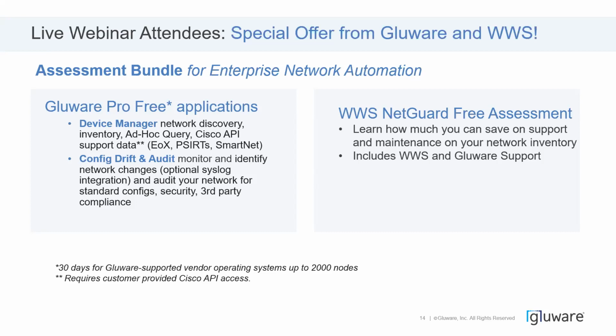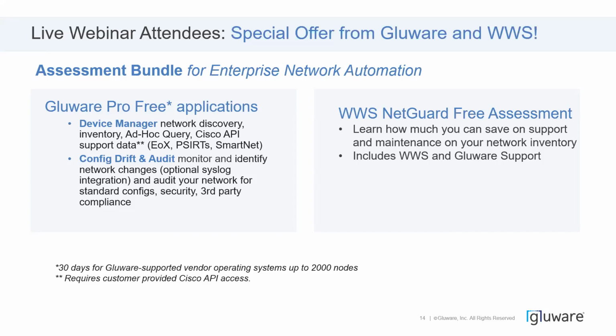So with that, let's talk about the other question: how do you get started, and how can Glueware and WWS work together? The offer we have here is a bundle which is going to help you assess your network. This is executed on our Glueware Pro platform, which is run out of Amazon Web Services. The beauty of that is Glueware takes care of all the administrative capabilities, meaning we set up the software, the licensing, the users, everything. You literally just sign in with your credentials and you're ready to go.